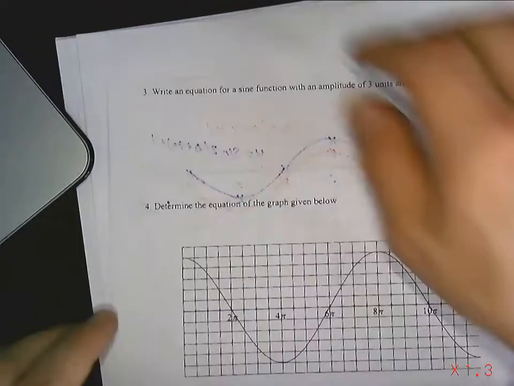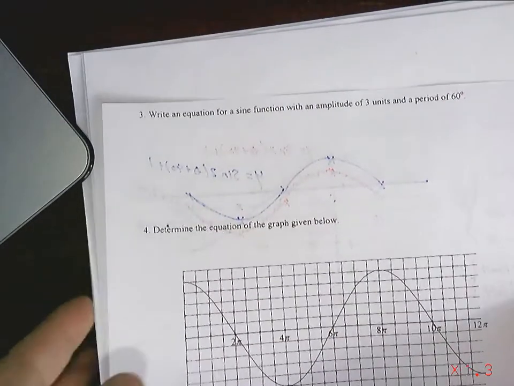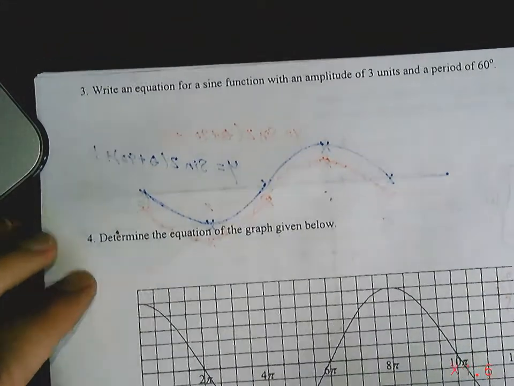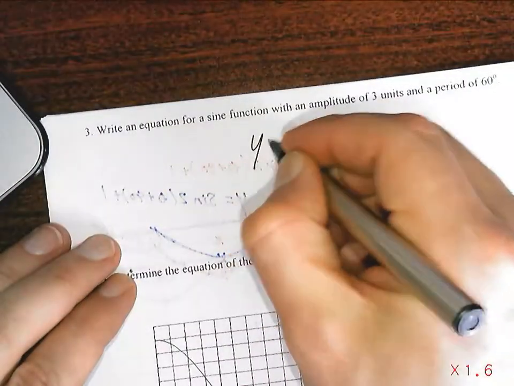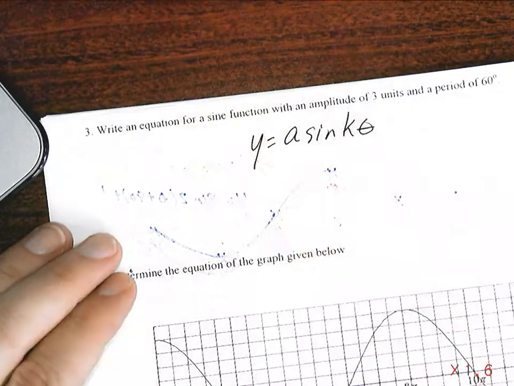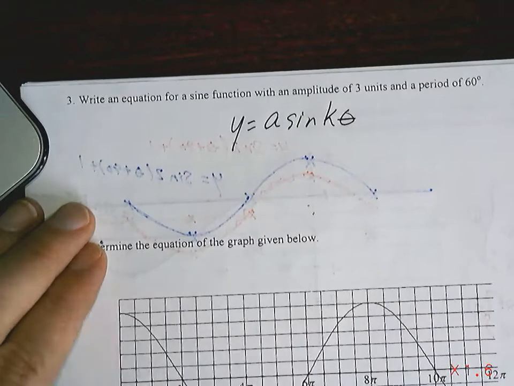Welcome back. Okay, so now we've got a different type of question here. Write an equation for a sine function that has an amplitude of 3 and a period of 360. So what they're really asking you to do is fill this out. That's what they're asking you to fill out.